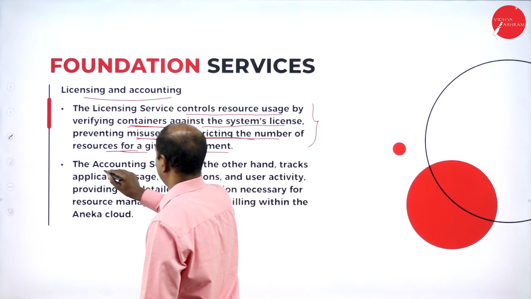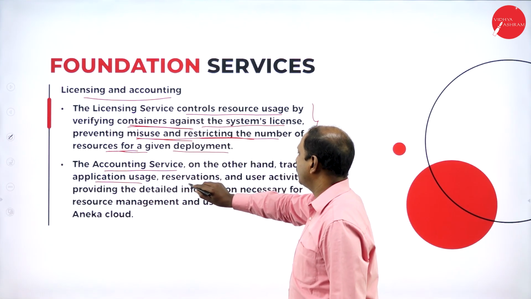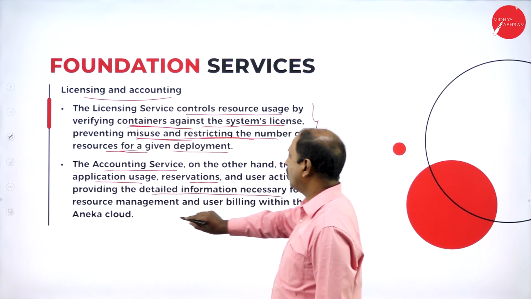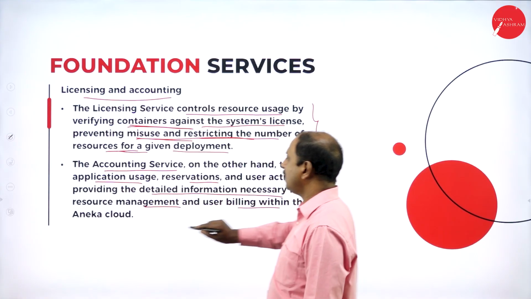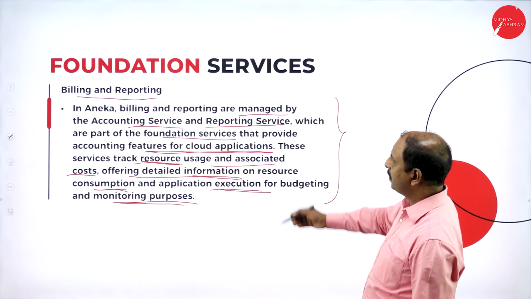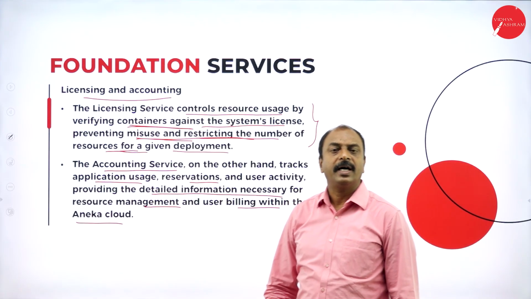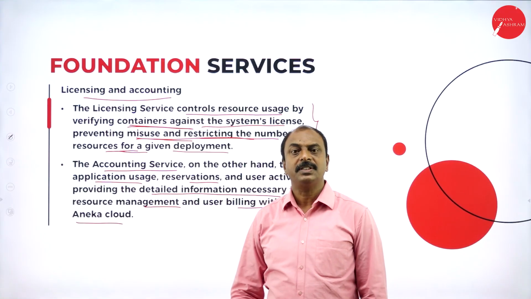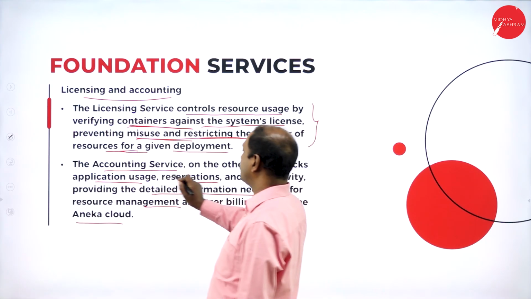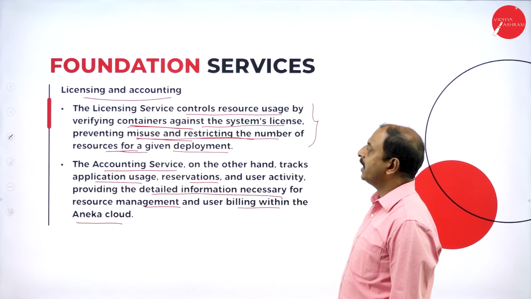Next one is the accounting service. The accounting service, on the other hand, tracks application usage, reservations, and user activity, providing detailed information necessary for resource management and billing within the Aneka cloud. See, as we have seen in the previous slide about accounting, billing and reporting, it is almost the same. It is going to keep track of the clients and their resources, the applications, the services utilized, and resource utilization. Everything is going to be maintained by the accounting service. So this is another function under licensing and accounting.